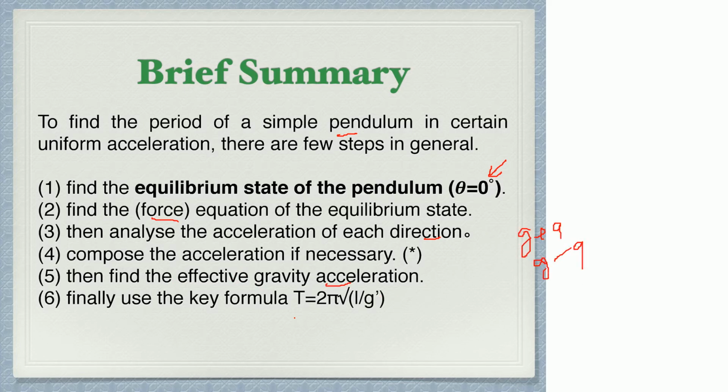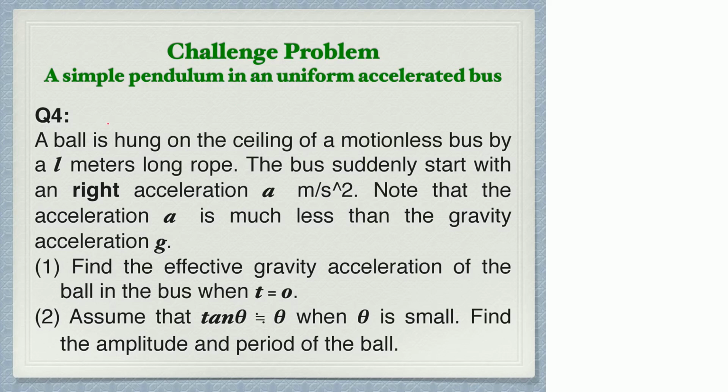Then finally we put g dash, like this one, in the formula. Now, a simple pendulum in a uniformly accelerated bus. So we have a pendulum, and there is a uniformly accelerated bus. A ball is hung on the ceiling of a motionless bus by an L meter long rope. The bus suddenly starts with a rightward acceleration a meter per second squared.